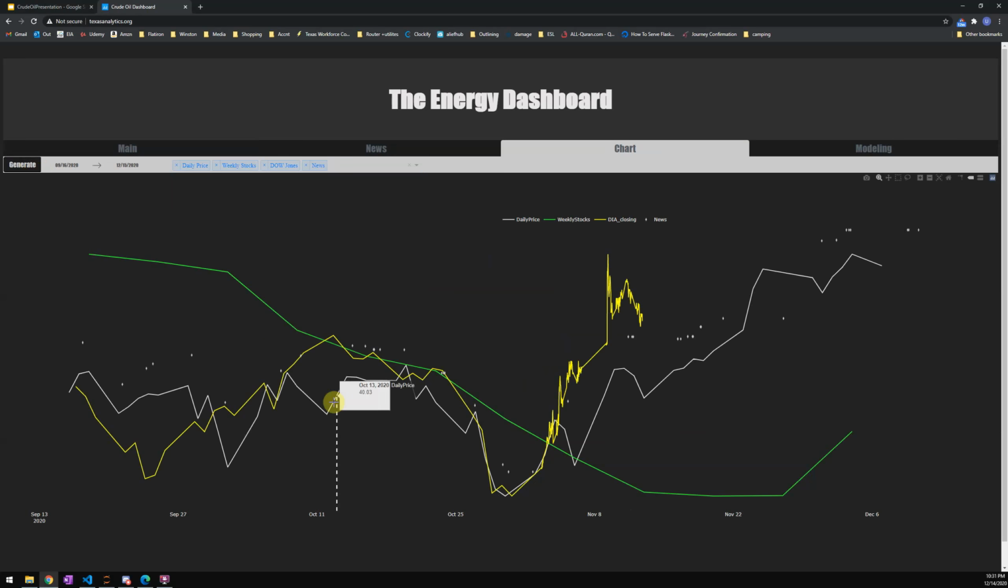We see that this is the daily price, that's the Dow Jones, and then these little dots are the news. So right off the bat, we can notice that there seems to be quite a relationship between the Dow Jones and the price. But let's go back to the presentation.